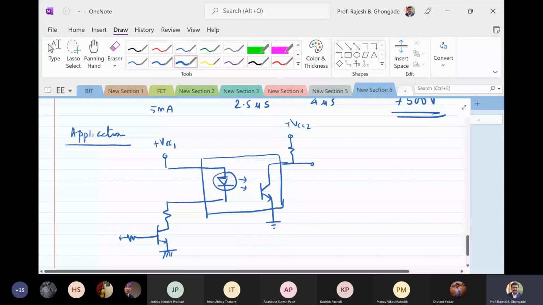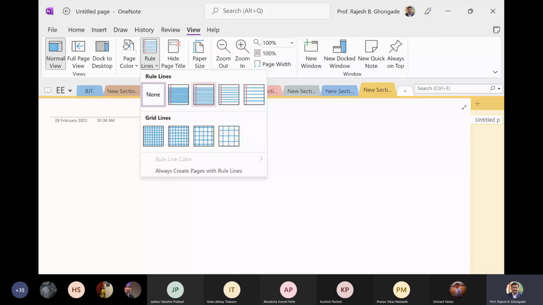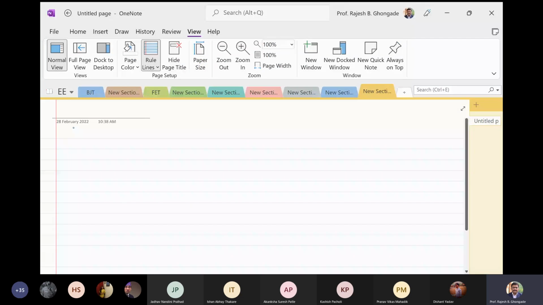There is one topic which is remaining from unit number 3, I guess. So let me first of all finish that too today. The remaining part of unit number 3, which is the Zener diode.